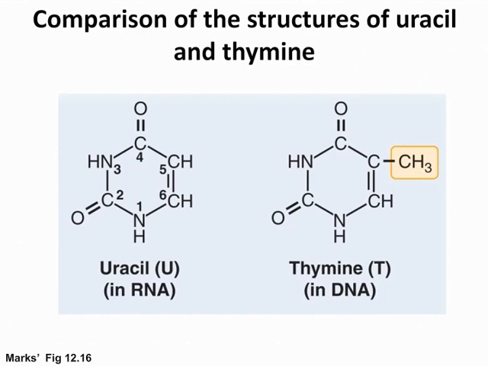So here we have uracil and thymine. Uracil is present in RNA and thymine is present in DNA. So if you ask the question, which base are we going to use in DNA, it would be thymine, and if it was which base we use in RNA, it would be uracil. So notice the difference in their structure. The difference is the methyl group.